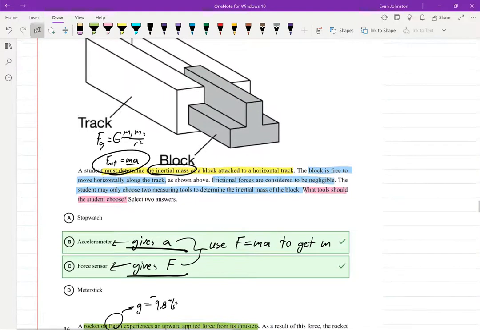A stopwatch and a meter stick, that's really going to be a lot more excessive than what you need to do. And since it says only select two answers, a stopwatch and meter stick would let you get the acceleration, but then you still wouldn't have the force. And so even though those could get A, that is not applicable because of the constraints of the question itself.